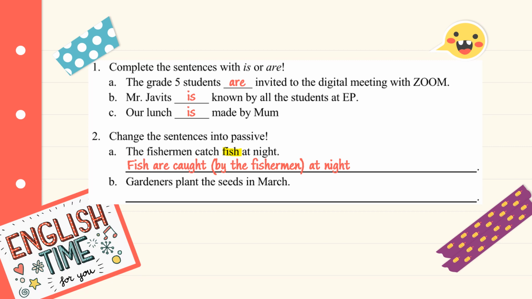Okay, what about B? Gardeners plant the seeds in March. What is the object of the sentence? The object of the sentence is the seeds. That's right. So you must start the passive sentence with the seeds. The seeds, only one or more than one? More than one. That's why you use are. Like this. The seeds are planted by gardeners in March. You can leave out gardeners because they are not specific.